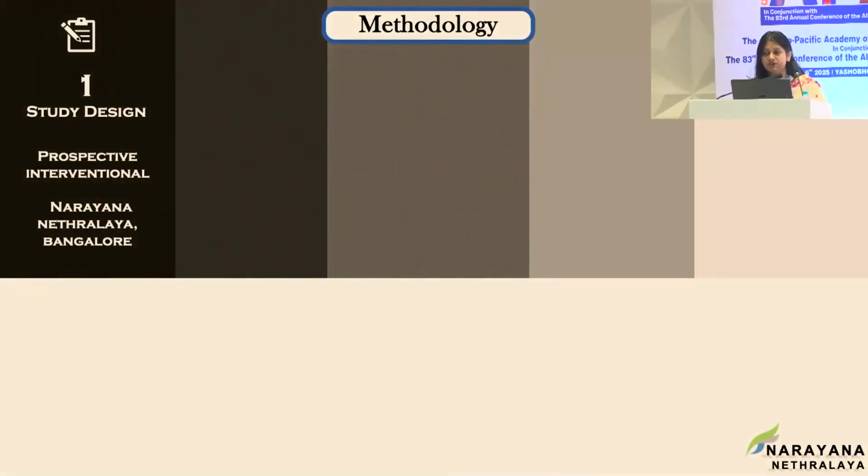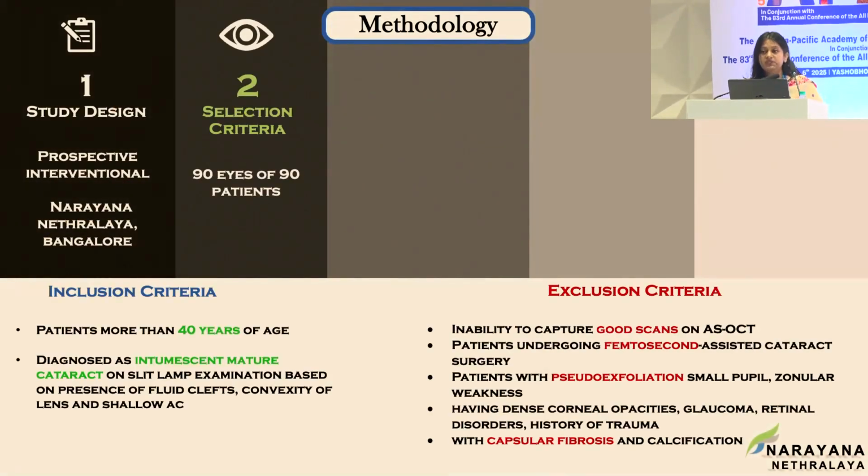It was a prospective interventional study. We included 90 patients who were diagnosed as intumescent cataract on slit lamp. We excluded patients for whom we were not able to take a good scan, those posted for femtosecond, any complicated surgeries, or if there was a capsular fibrosis noted.